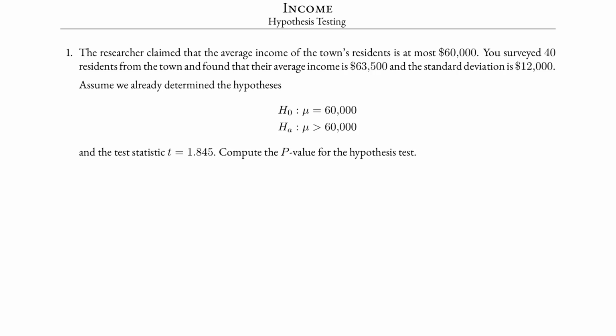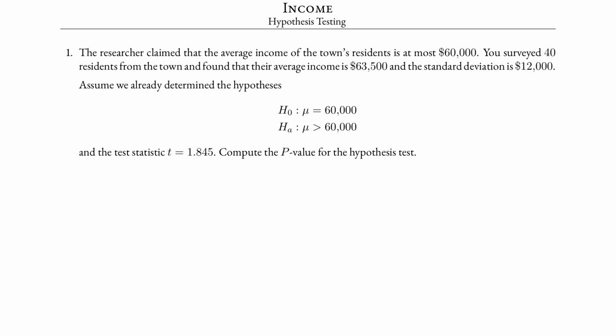The researchers claimed that the average income of the town's residents is at most $60,000. You surveyed 40 residents from the town and found that the average income is $63,500 and the standard deviation is $12,000. Assume we already determined the hypothesis.